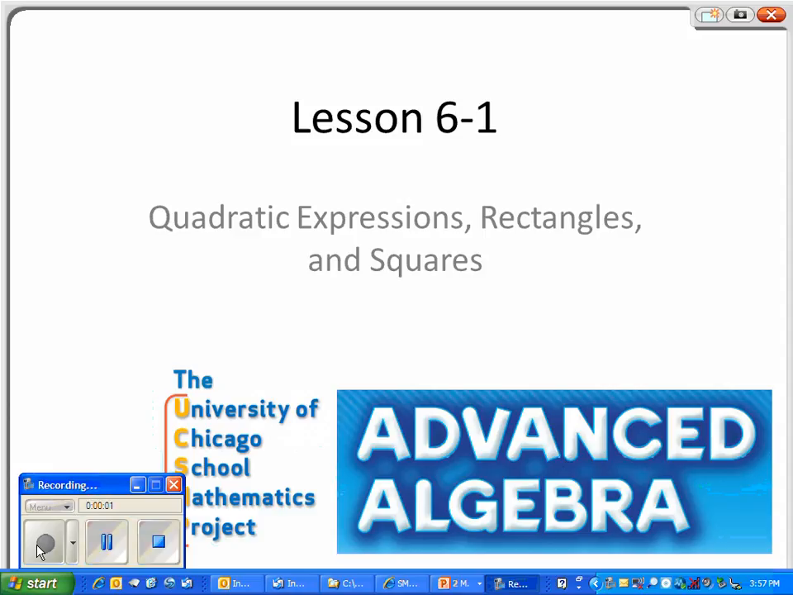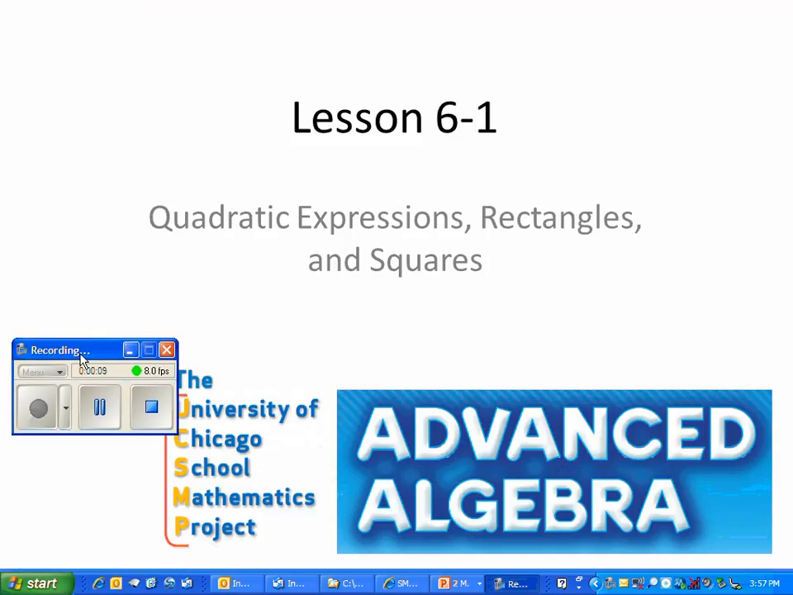Okay, here we are at lesson 6.1. We are looking at quadratic expressions, rectangles and squares, just the very basics of quadratics. It's an introduction to this section.